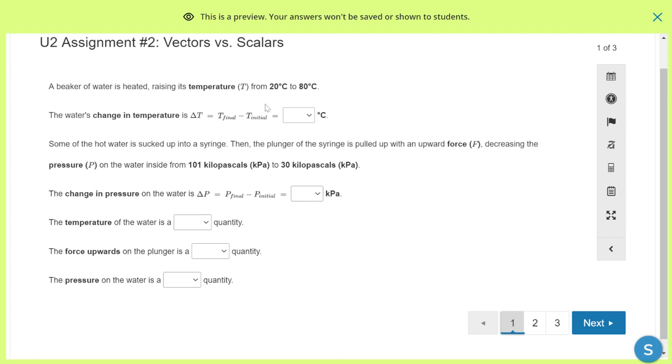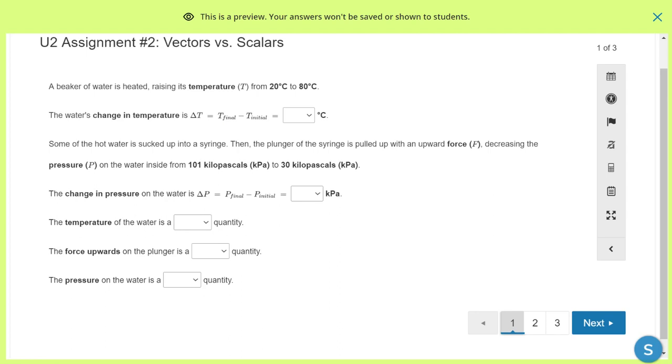Okay, so I've got a beaker of water in my classroom that I'm going to end up heating up, and you won't see that in this video, but it raises the temperature from 20 to 80 degrees Celsius. From that temperature change, I can calculate a change in temperature based on the final minus the initial temperature that the water had. So this is something we've seen in a past assignment, hopefully.